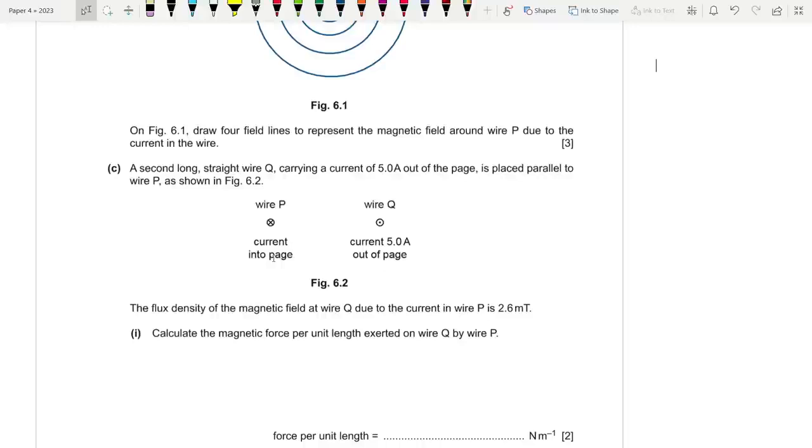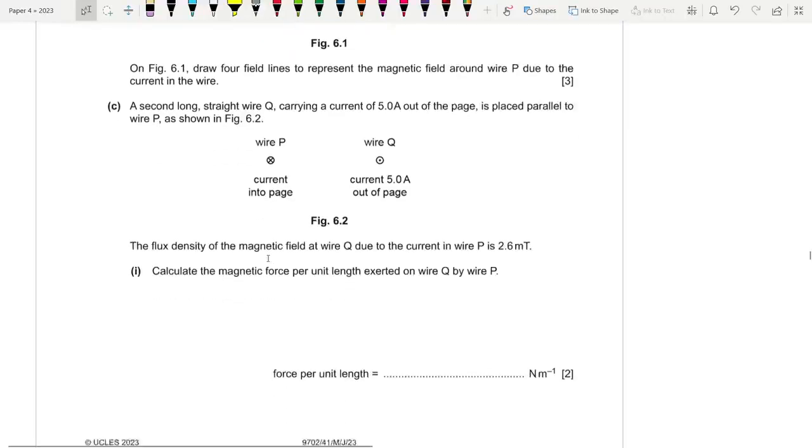Mainly, wire Q will feel a force due to the field of wire P, and wire P will feel a force due to the field of wire Q. That's the main concept. One wire feels a force due to the other wire, like Newton's third law. They follow Newton's third law. Calculate the magnetic force per unit length exerted on wire Q by wire P.